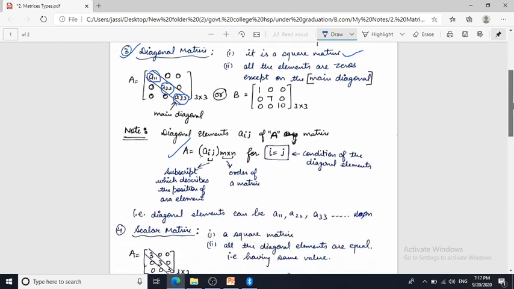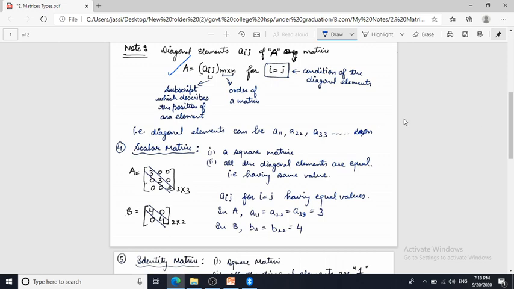Here I have also given an example, a matrix B. You can see that the diagonal elements are 1, 7 and 10, and all the other elements are 0. So this is an example of a diagonal matrix. I hope it is clear about the diagonal elements. Diagonal elements can be a11, a22, a33 and so on, because we have the condition here that i is equal to j.